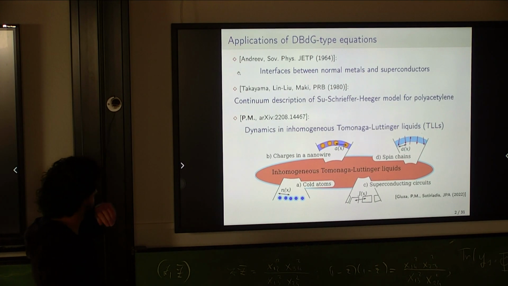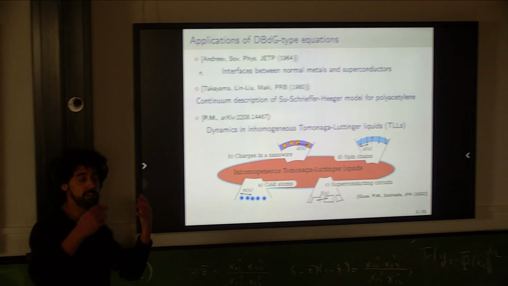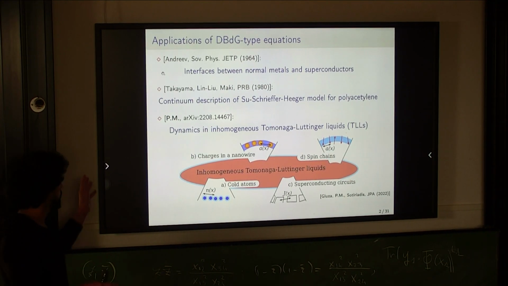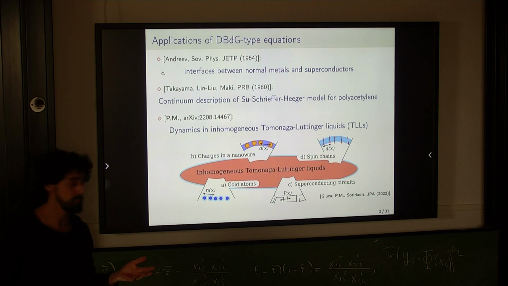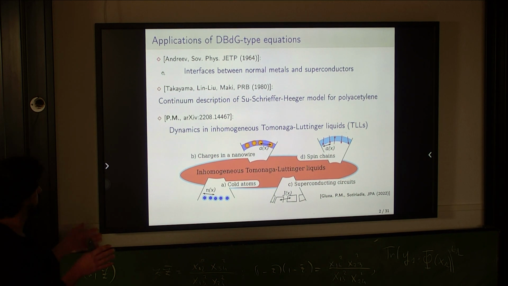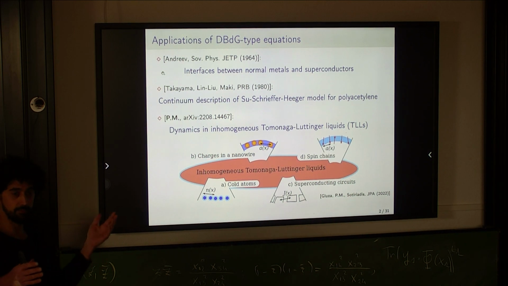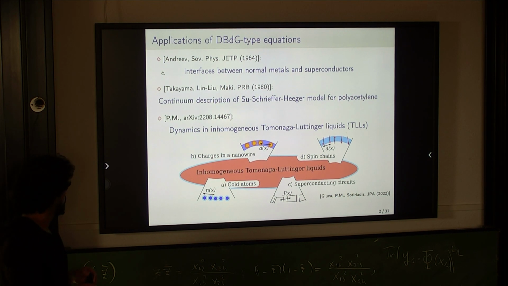Another application where this equation appears is in the Su-Schrieffer-Heeger model for polyacetylene, if you write it in a continuum way. What I'm focusing on today is the so-called Tomonaga-Luttinger liquid, Luttinger liquid theory, but to describe the dynamics of this theory. The key thing here is that they would be inhomogeneous, corresponding to having a function v and a function k that depend on position. These functions v and k are usually interpreted as a propagation velocity, and k as the Luttinger parameter, if you're familiar with those two.